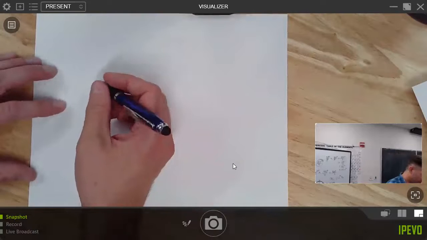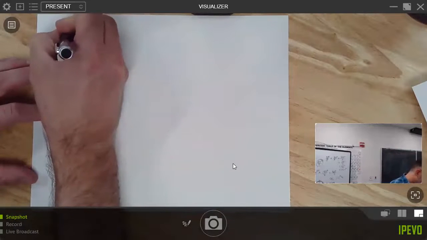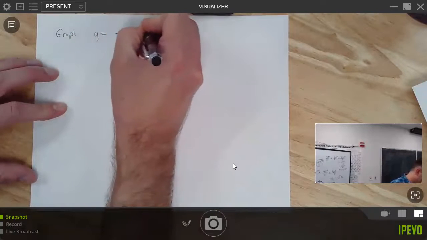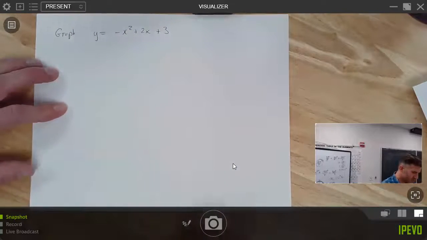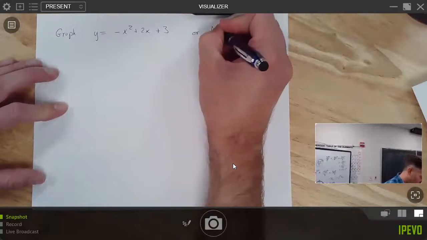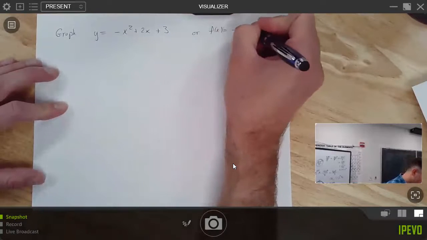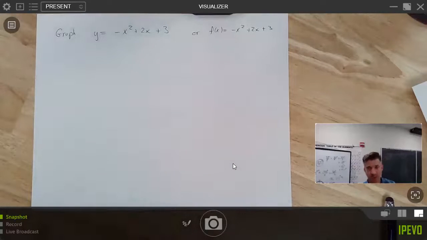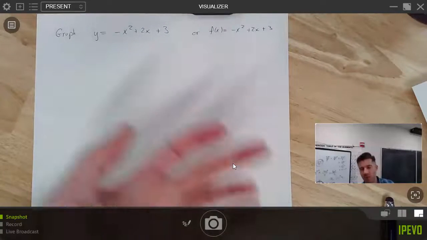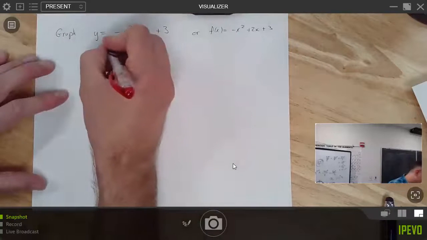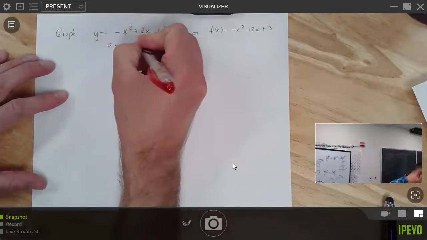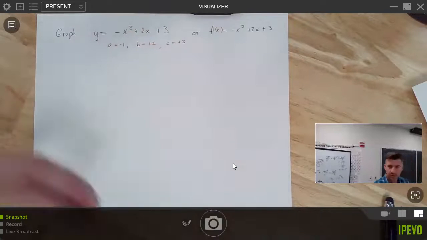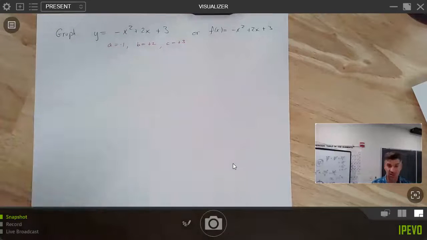Let's say we want to graph y equal to negative x squared plus 2x plus 3. Or if you prefer, f of x equal to negative x squared plus 2x plus 3. I think it's a good idea to write down what a and b are. C you probably don't need to write down. I'm going to write down that a is negative 1, b is positive 2. And yes, it is true that c is positive 3. And now I'm just going to start finding the things.